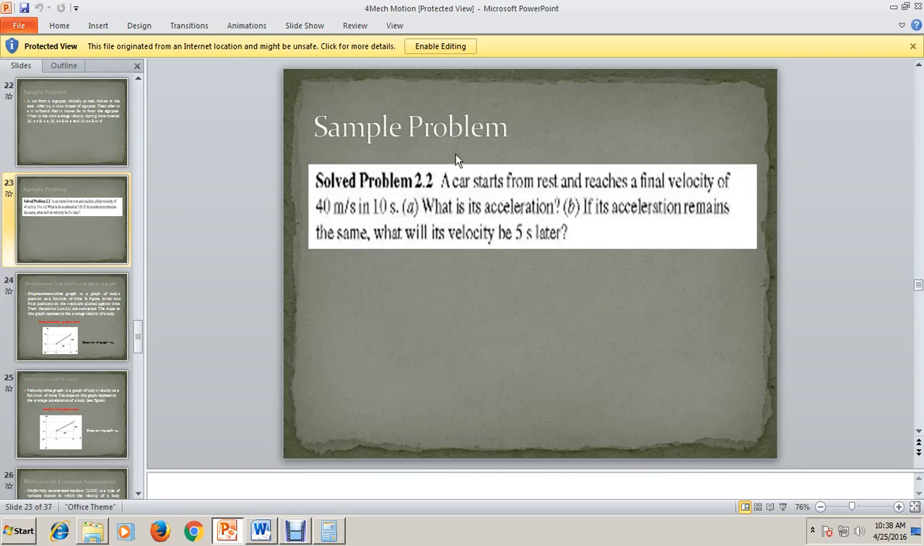Okay, so let's have the second example. A car starts from rest and reaches a final velocity of 40 meter per second in 10 seconds. So what is its acceleration? Letter B. If its acceleration remains constant, what will its velocity be 5 seconds later?